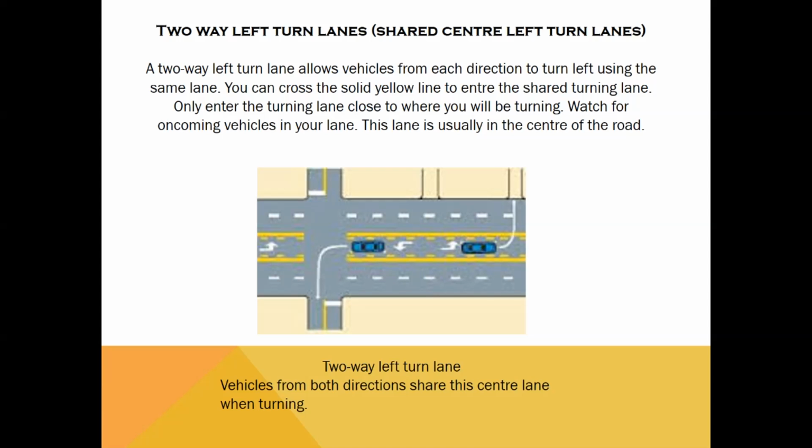You can cross over that solid line just to get into that left-hand turning lane, but not to use it. You can't use this center lane as a passing lane. It's only intended for vehicles that are going to stop and make a left-hand turn. So you can see the driver in the far right, he's trying to turn into a driveway. Say he's pulling into his house.